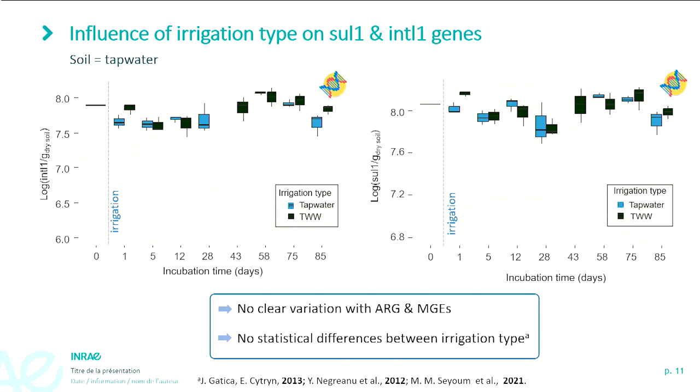So here you have the evolution of 1 mobile genetic element and 1 antibiotic resistant gene in the tap water soil irrigated in our microcosm with tap water or treated wastewater. And globally, we couldn't see any clear variation of these genes across time, and no statistical differences were observed between the irrigation types, between tap water and treated wastewater.